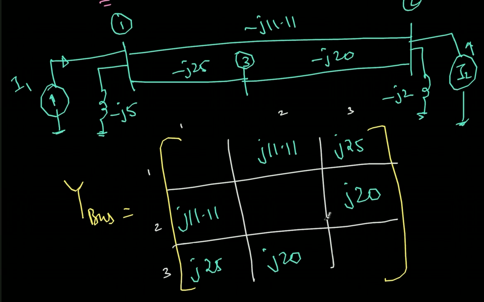Now coming to the diagonal elements. If I add these two, this will be 36.11. But I should also add the shunt element. I have to first add these two and then also add minus J5. So what happens here is minus J 36.11. I add these two, change the sign, and then add J5 to it. So finally it will become 41.11, so this is equal to minus J 41.11. So that's it.